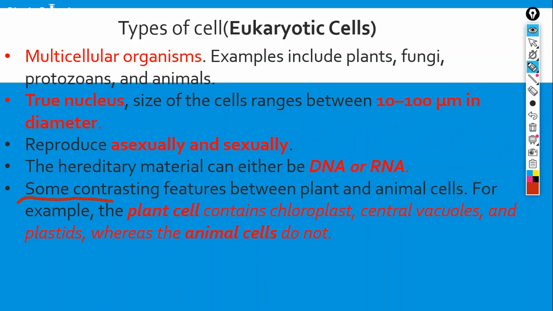So we have some contrasting features between plant and animal cells. For example, the plant cell contains chloroplasts, central vacuoles, and plastids. Chloroplast is also a plastid, right? And the animal cell does not. So our cells are devoid of central vacuole and plastids. We actually have vacuoles, but they are not centrally placed.